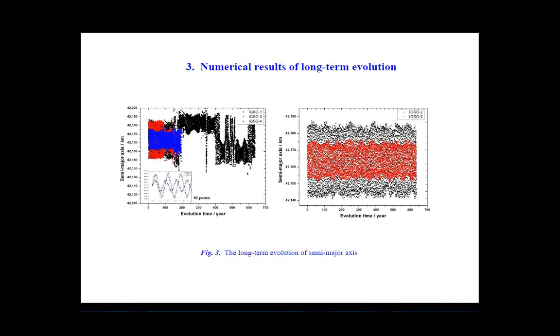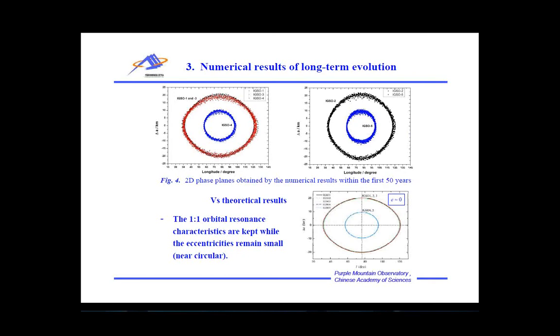This figure shows the evolution of the semi-major axis. Just for clarity, we did two plots. The left one is for IGSO 1, 3, 4, and the right one is for 2 and 5. It looks like a mess, but actually it's periodic and very regular. You can see if we use a time span of just 10 years, it's a little bit better.